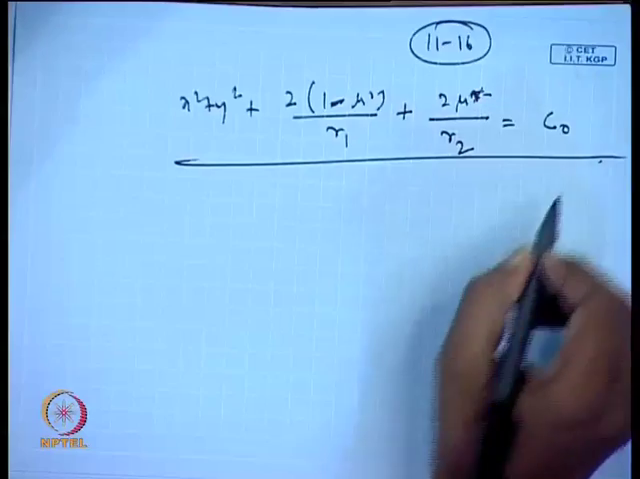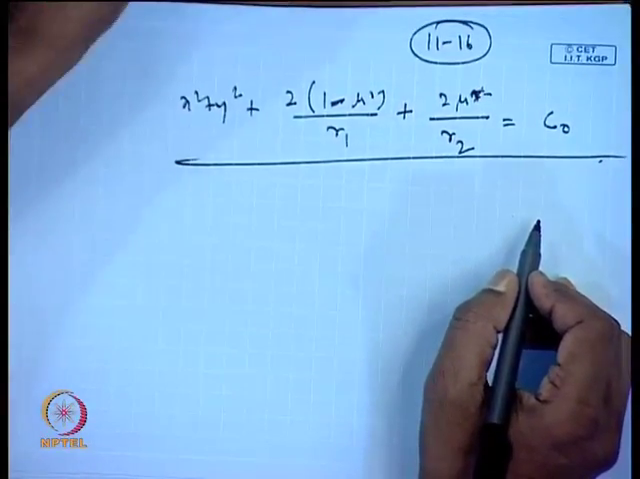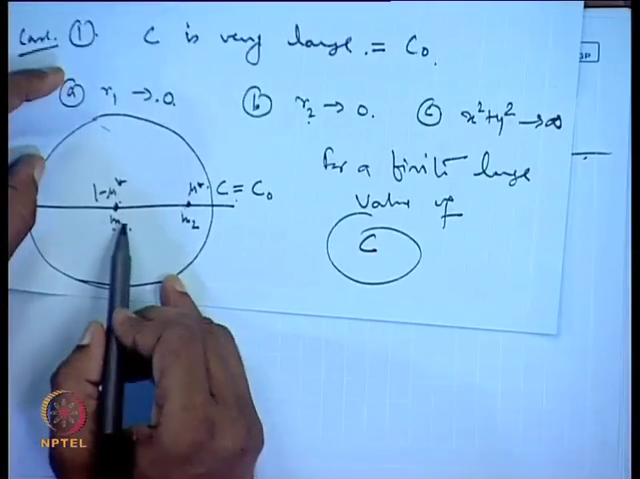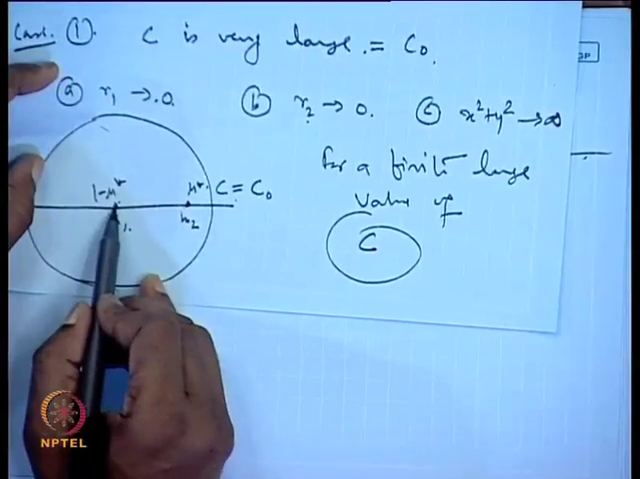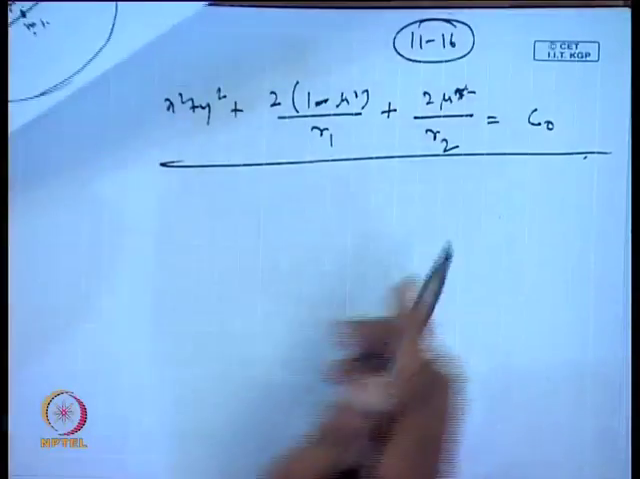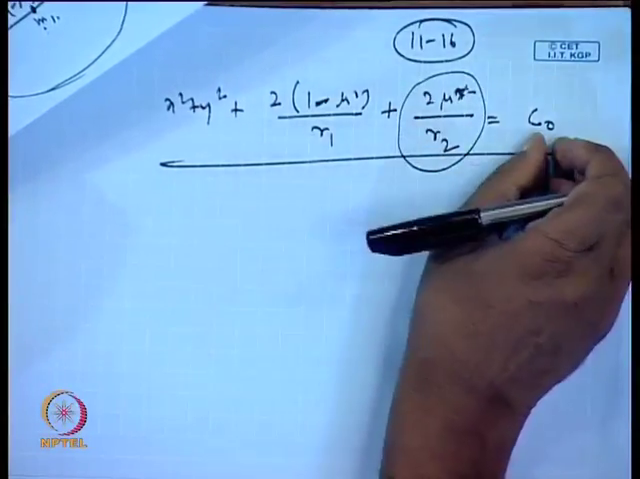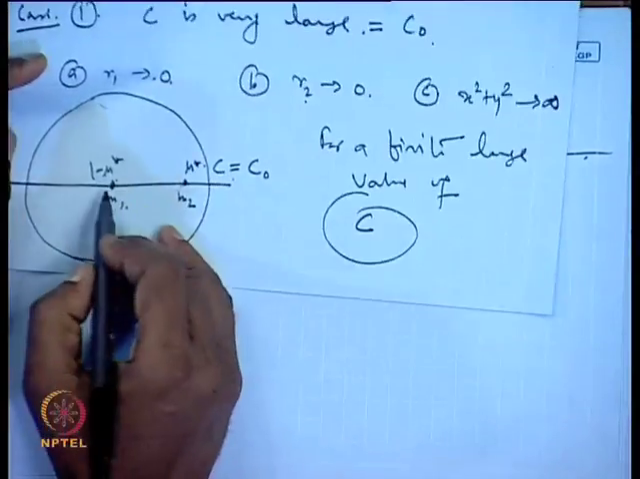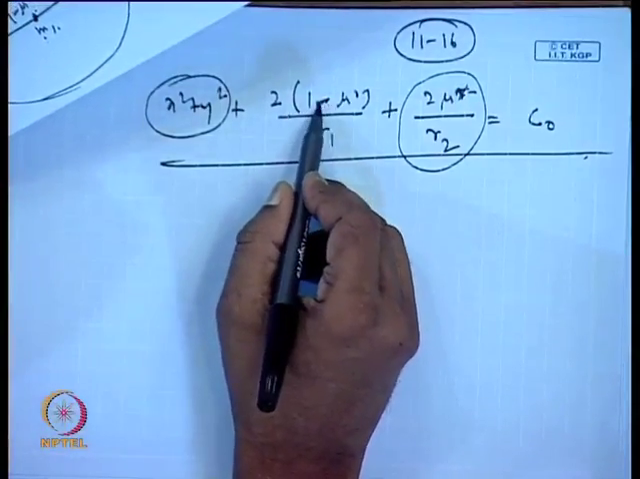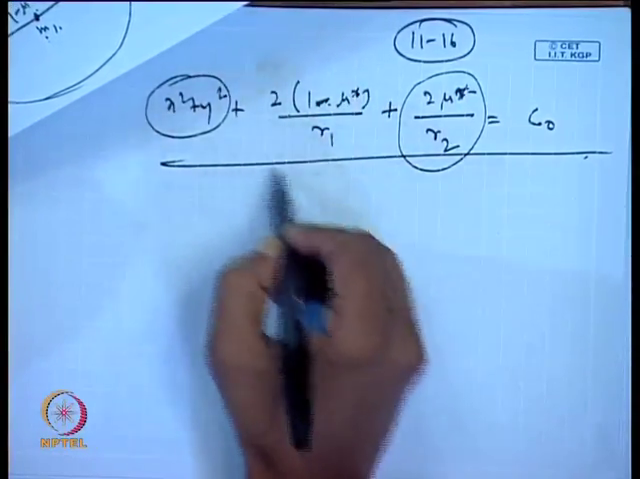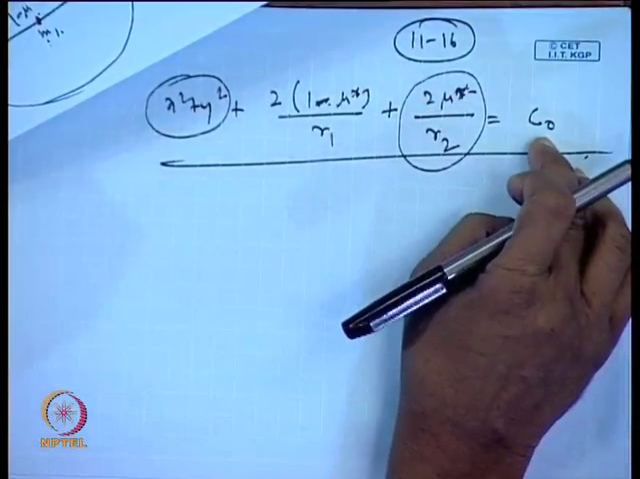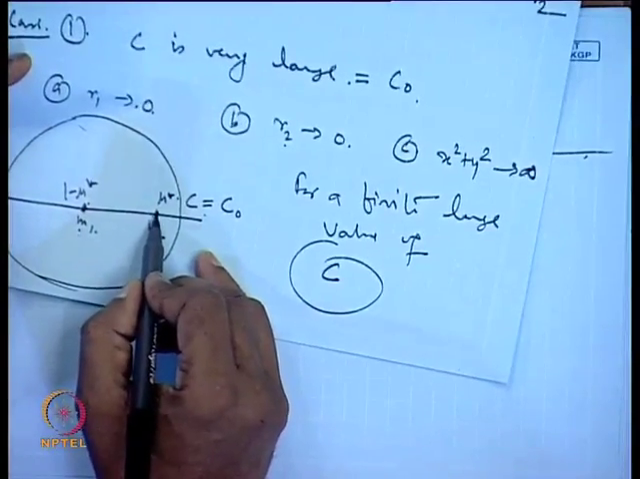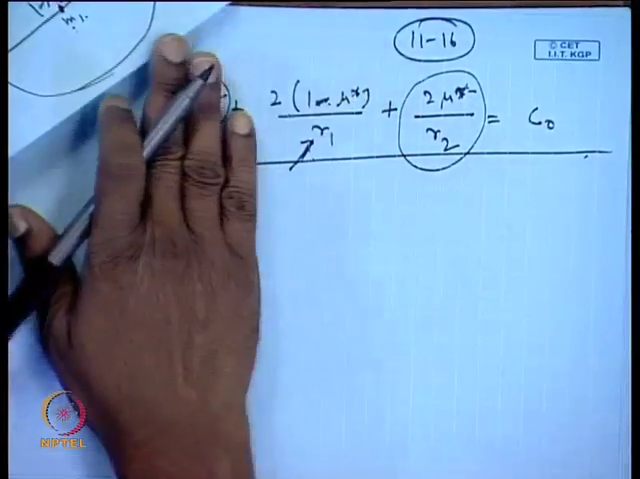Let us say this is C 0. If the small mass is in the close vicinity of m 1, the distance from here to this will be quite large. So the contribution of this quantity to C 0 will be very small, and in this case x square plus y square will also contribute less. Therefore, this will be totally decided by the quantity present here. Depending on the value of C 0, this R 1 radius will be decided. Similarly, if the mass is in the close vicinity of m 2, this will not contribute much.